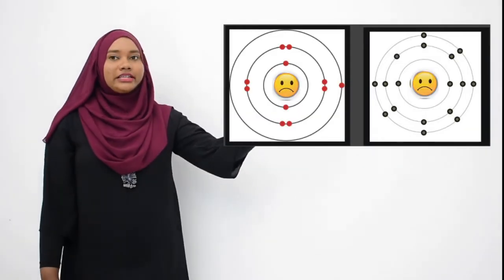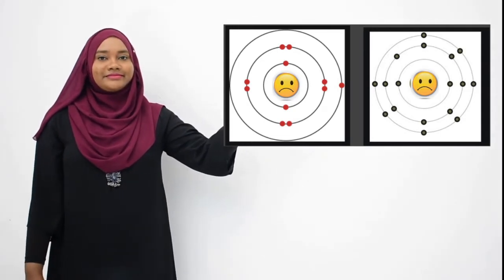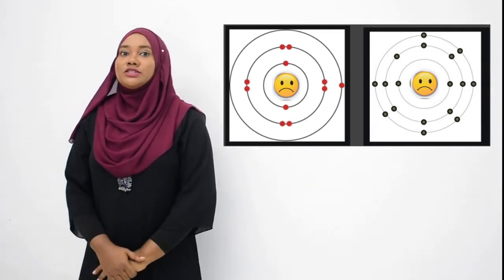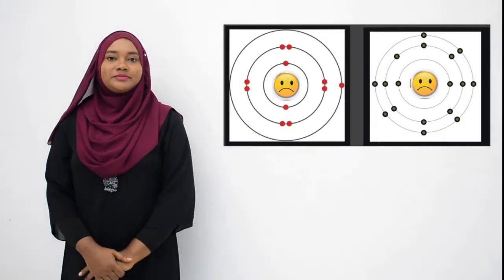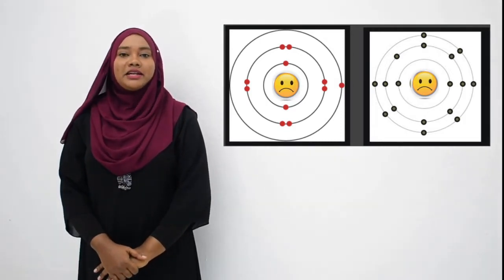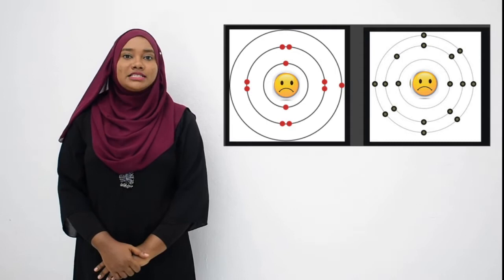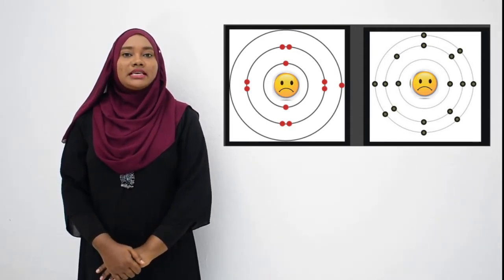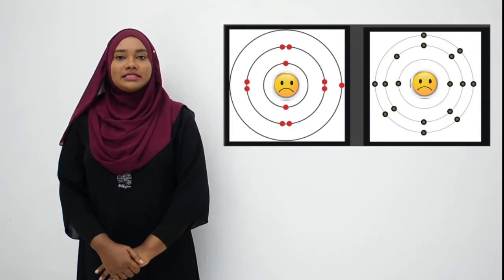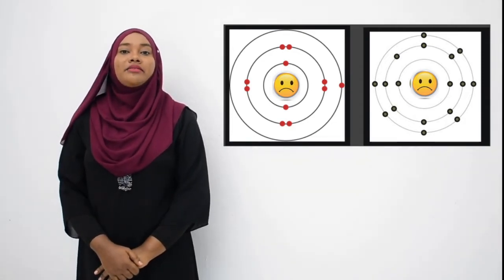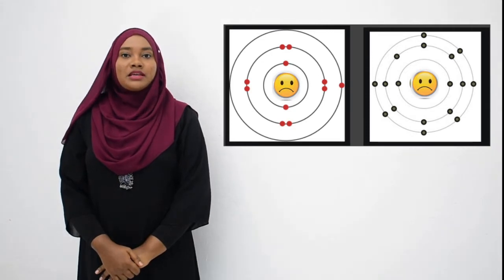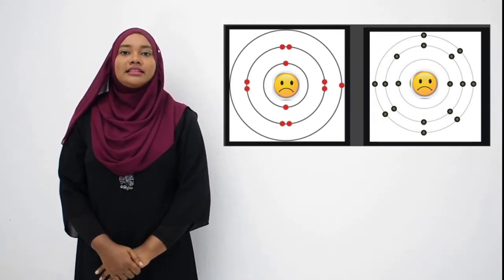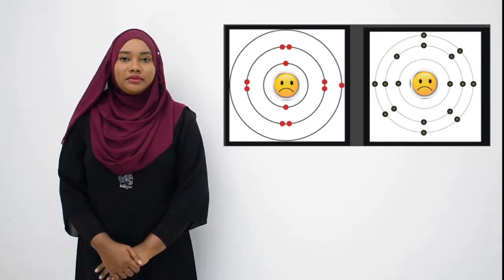So what do you notice? What do you see on your screen? Two atoms, right? What do you notice about the atoms? Two sad atoms, right? What else do you notice about the atom? Yes, one atom has 1 electron in its valence shell and the other has 7 electrons in its valence shell. So that means one element is from group 1, right? And the other element is from group 7.